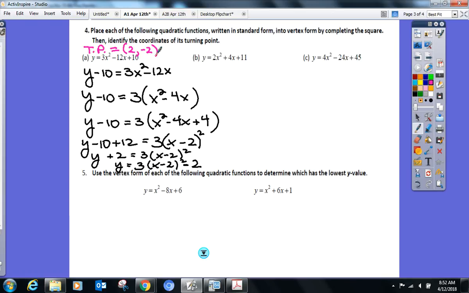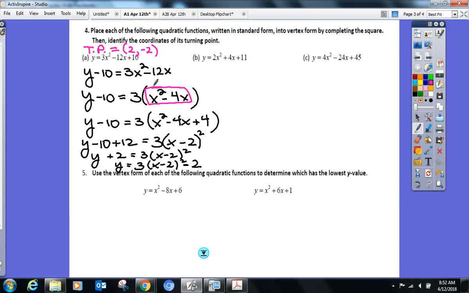Questions? What do you got there? Why don't I distribute the 3? Like why isn't it 3x out of the parentheses? Because this is the only thing I can complete the square on. And if I did distribute the 3, where am I going to go back to? I'm back to the beginning, right?